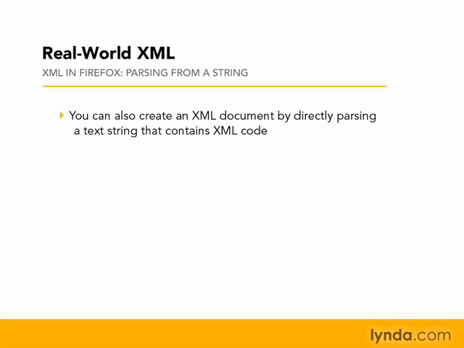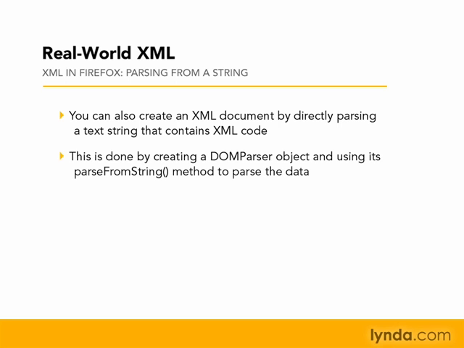Now, you can also create an XML document by directly parsing a text string that contains XML code. And in some instances, this may be easier and faster because if you have a small piece of XML code that you need to parse in, this is just a few lines of code. So the way you do this in Firefox is by creating a DOM parser object, and then you call its parseFromString method to parse the data. And we can see an example of that right here.